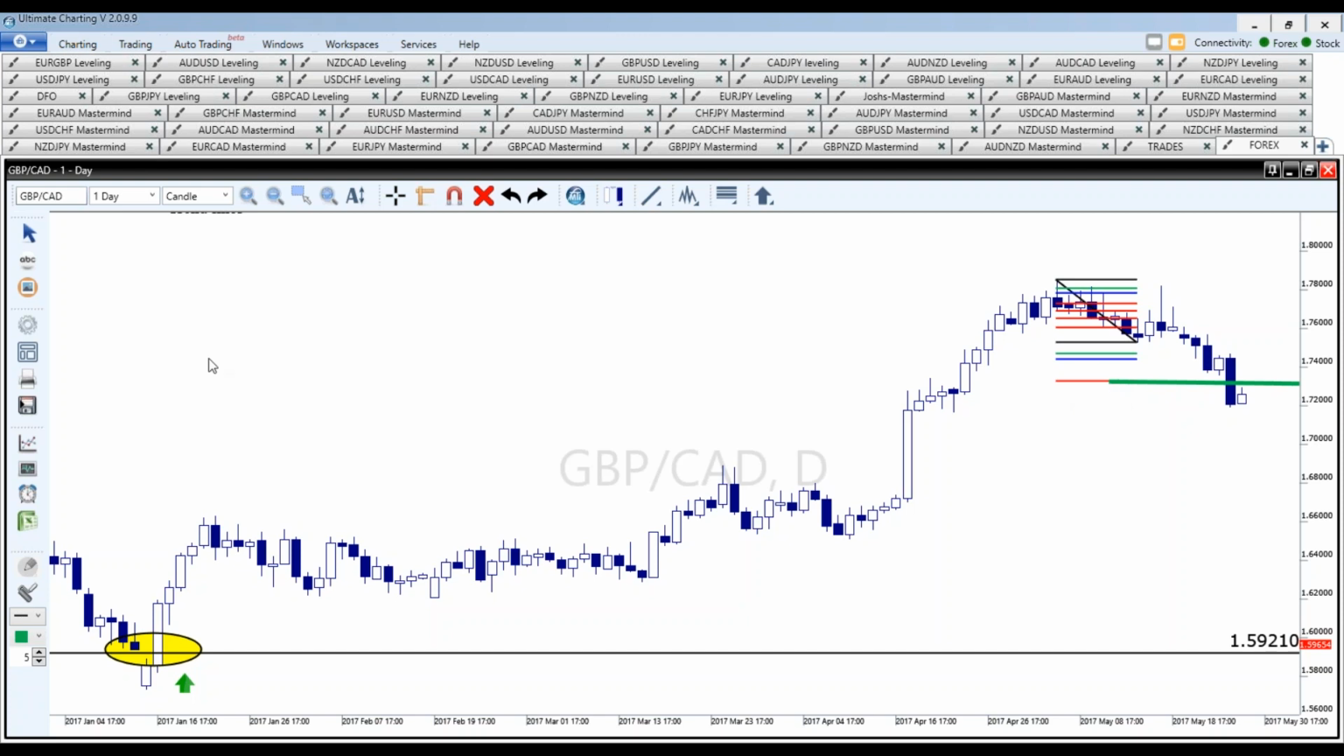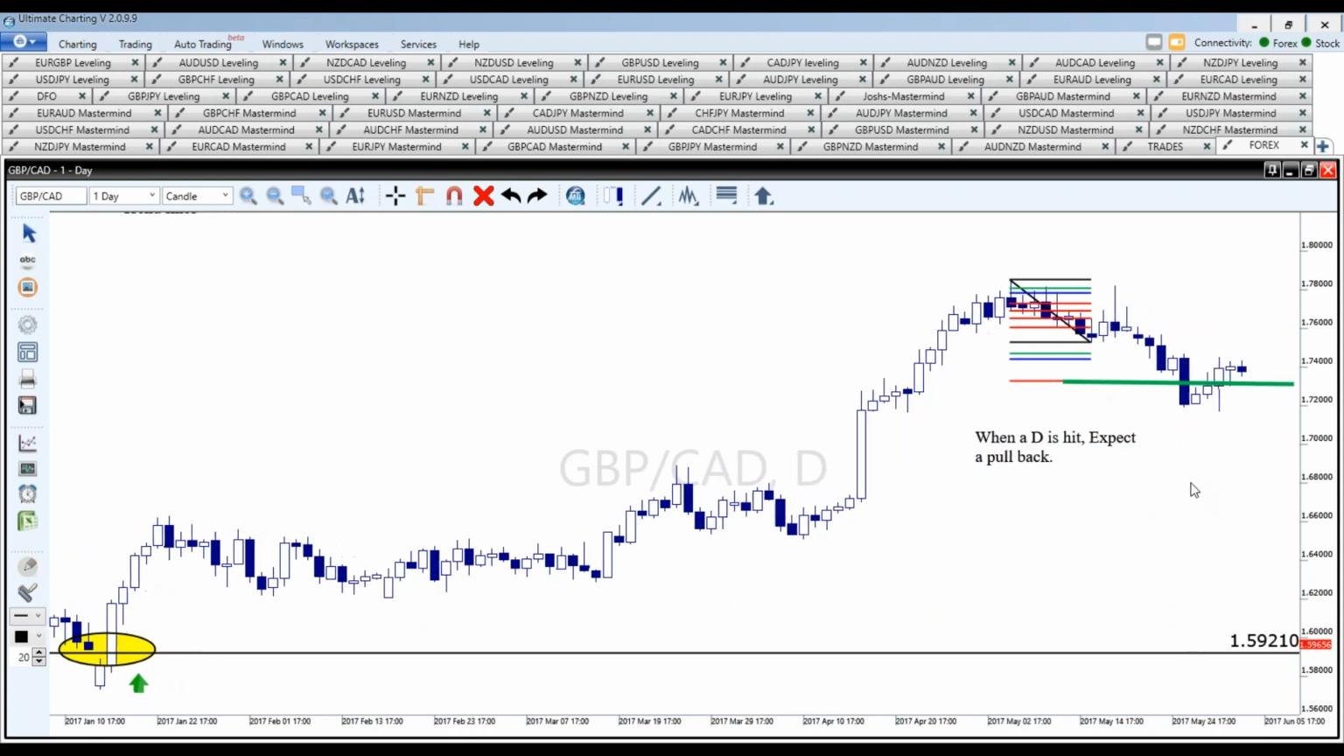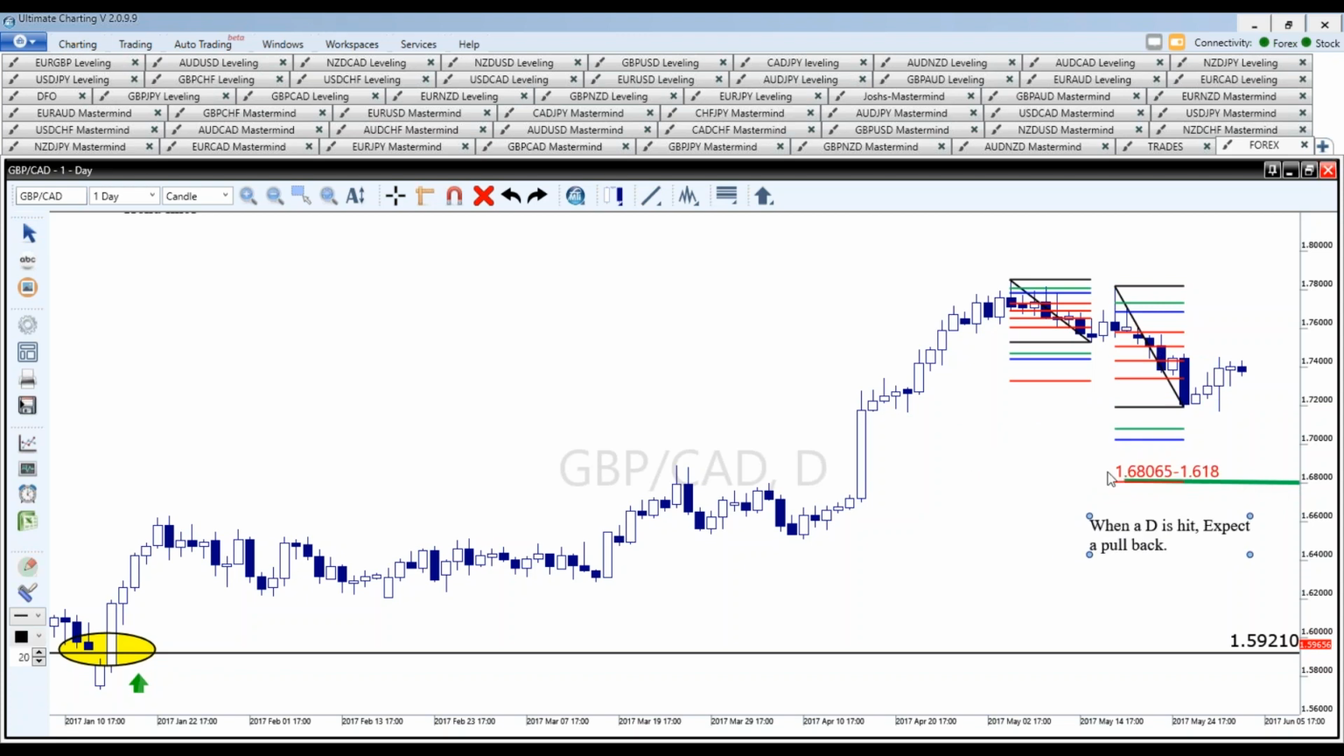What do you think should happen? When a D is hit, expect a pullback, right? And in a downtrend, when the D extension is hit, expect the market to go up. Did the market pull back? This pullback was 250 pips. Now we have our new down ABCD swing. Here's the A, there's the B. Now, if this D extension is fulfilled, I want you to expect a pullback or automatically think pullback.